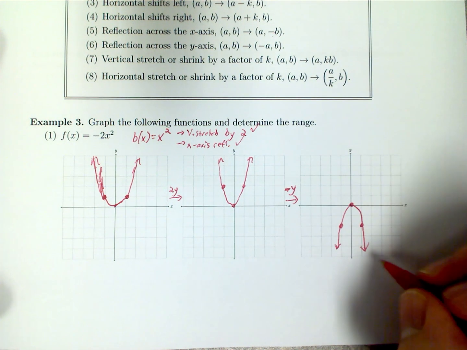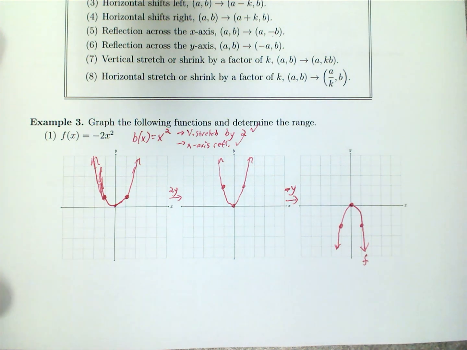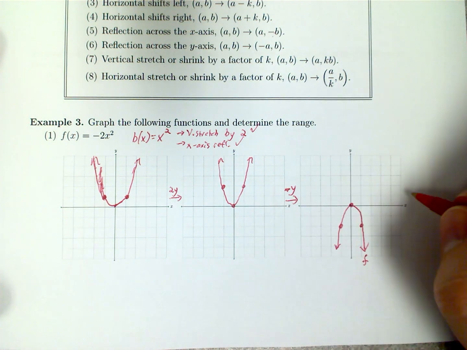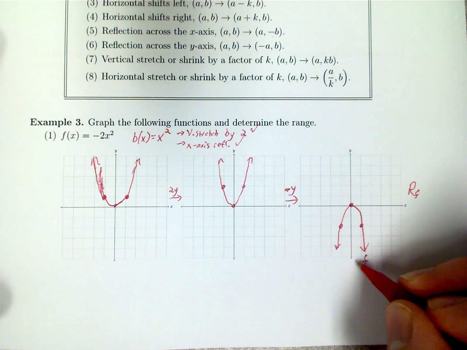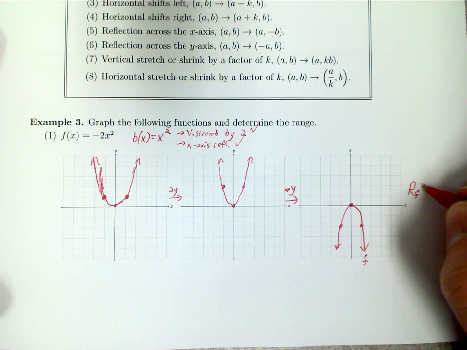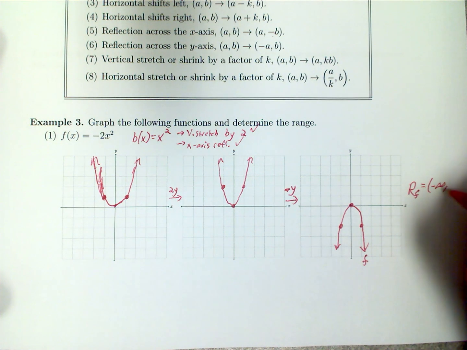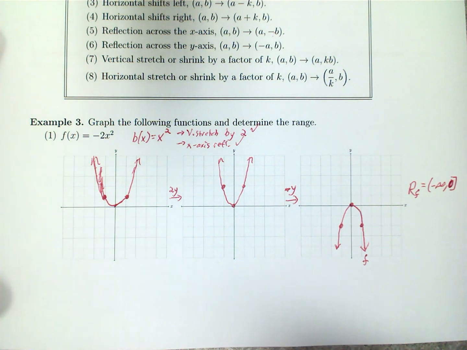And then this is our graph, the graph of f. And what is the range? How far down does it start? Negative infinity. How far up does it go? It goes to 1. Or it goes to 0, excuse me. All right.